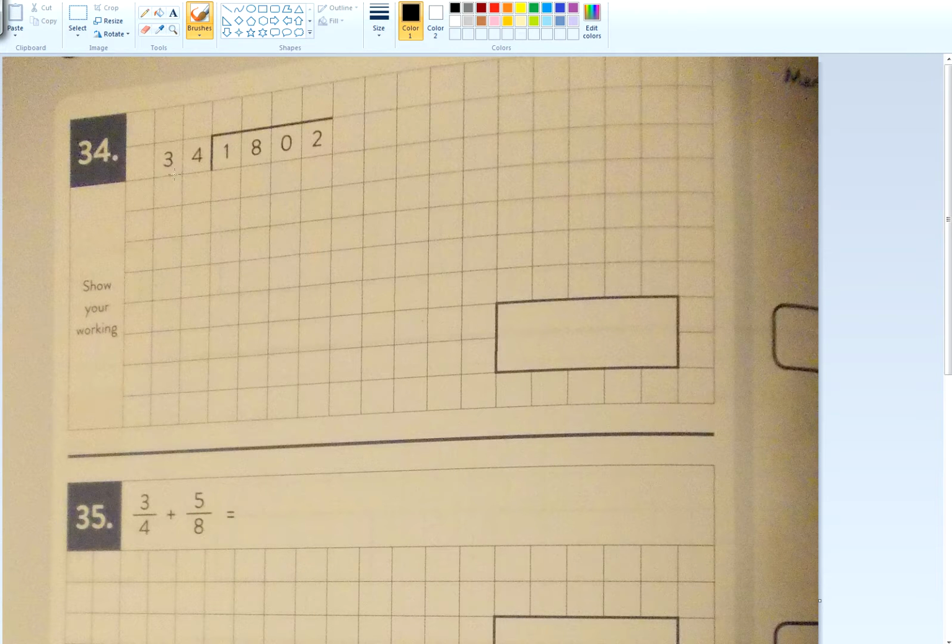Okay, back to question number 34. Now, we're dividing by 34. Now, what did we do last time? We did a little, what do you call it? A mini times table.